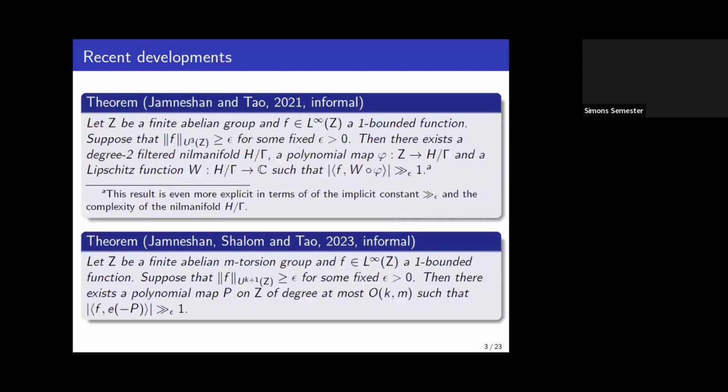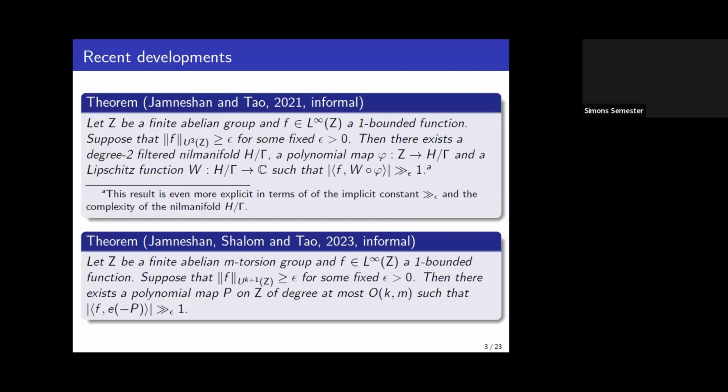And even more recent, there are these two results that also have appeared in previous talks. There's first this result of Jamneshan and Tao. It's a very general inverse theorem for the Gowers U3 norm. The statement that I put here is informal, so there are more quantifiers. And in fact, this result is also quantitative. It has some bounds in terms of epsilon.